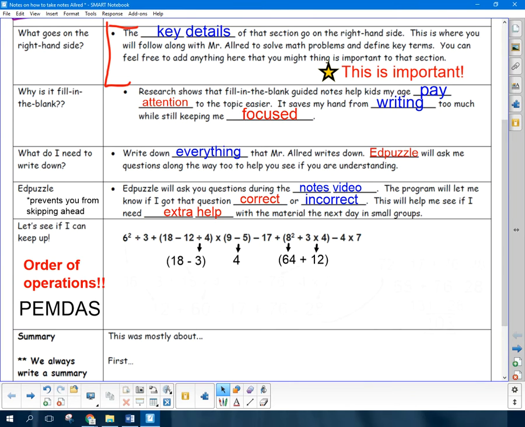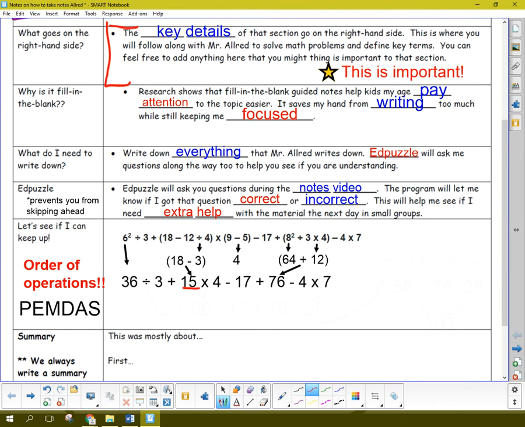Now I'm going to bring everything down into my next column. And when I do that, I'm going to note that 6 squared is worth 36. So now you can see I brought everything down. I did 18 minus 3 and got 15 right here. I did 64 plus 12 and got 76. I brought the 4 down into the equation right here, and I brought 6 squared or 36 down into the equation right here. Now I've done the parentheses and the exponents. I can do division next. I know that 36 divided by 3 is 12. I know that 15 times 4 is 60. The 17 is going to stay. It hasn't changed yet. I know that 4 times 7 is 28.